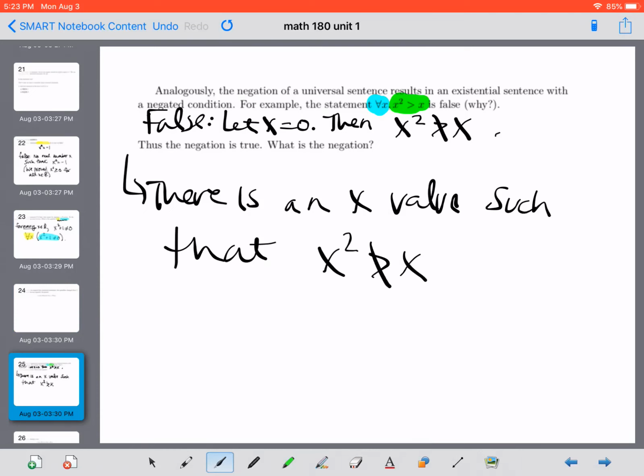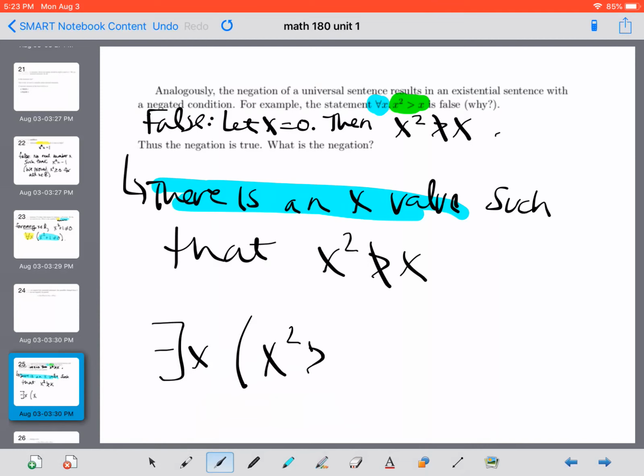In other words, x squared is not greater than x. This is sort of a silly symbol. We'll come back to that in a minute. But keep in mind that this is an existential statement. There is an x. There exists an x, such that x squared is not greater than x.